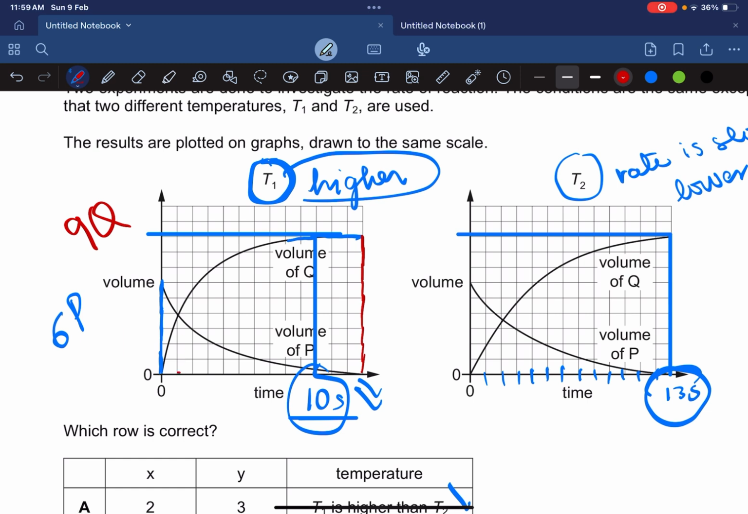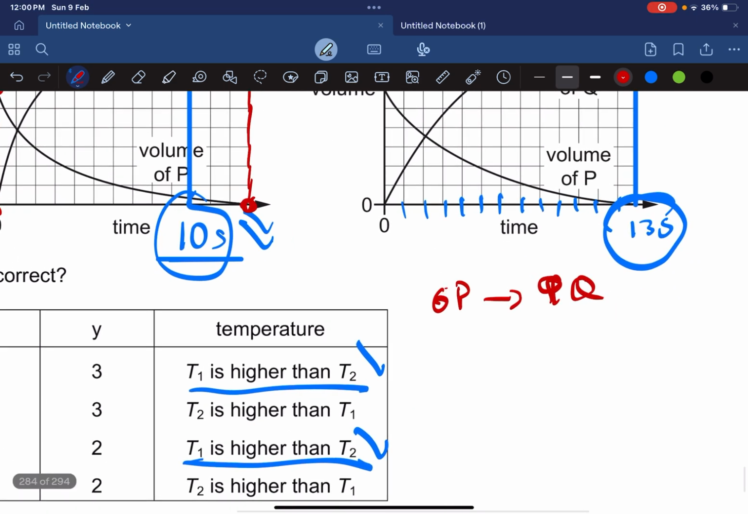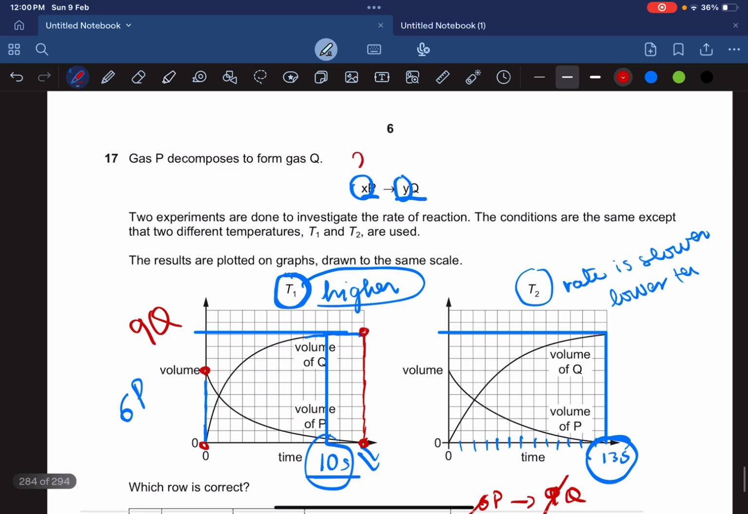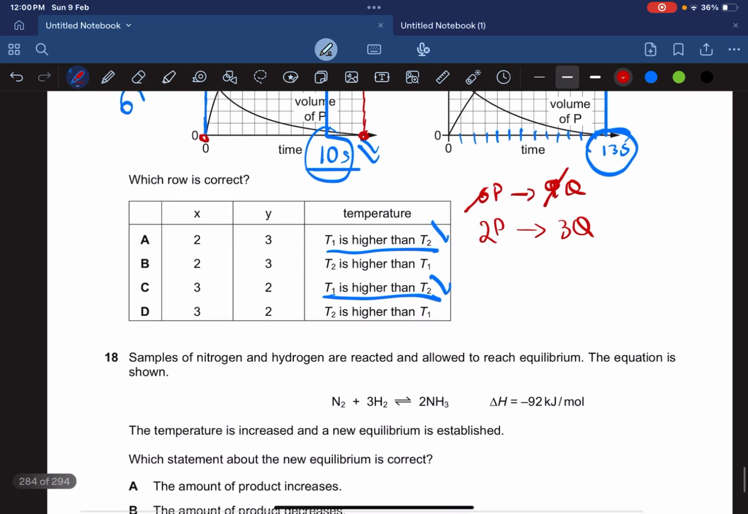From where it started and where it ended, I simply calculated the boxes. I have got 6P forming 9Q. And if I simplify it by dividing by 3, I get 2P forming 3Q. So for X it's going to be 2 and for Y it's going to be 3.